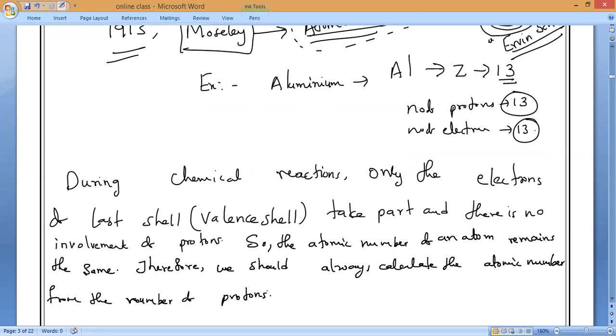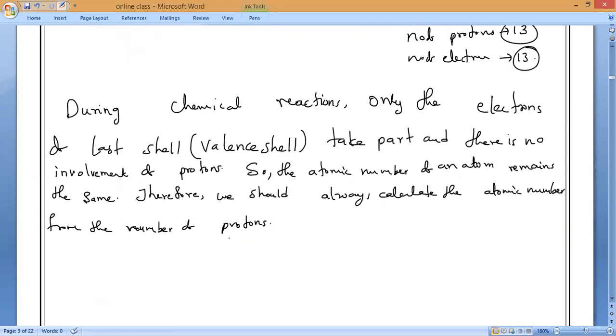Do you understand why I am saying that even though the atom has the same number of electrons, we are not considering the number of electrons? Because electrons may be involved in a chemical reaction. So what always remains constant in an atom? Only the number of protons. That is the reason we are not taking the number of electrons and are taking only the number of protons.